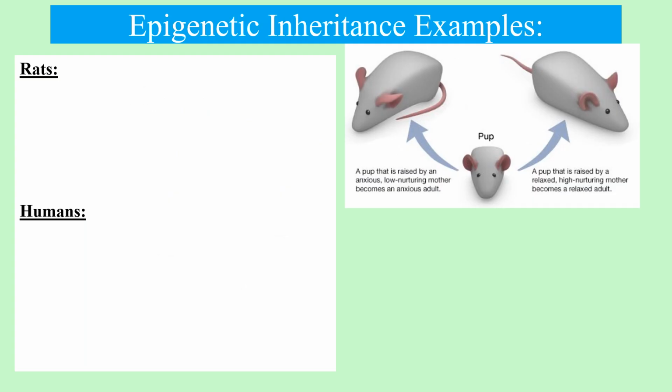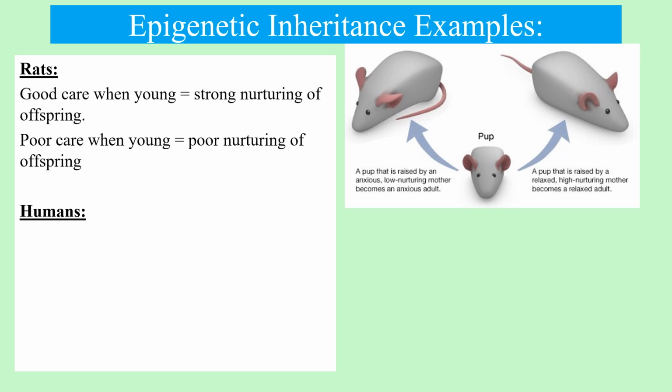Examples of where we know epigenetics has been studied: in rats, we can see that offspring that have good care when they are young will end up being good nurturing parents when they're older. So if, for example, a pup is raised by an anxious parent, that pup becomes anxious when it's older, and if it's raised by a highly nurturing parent, it will become a highly nurturing parent in the future.